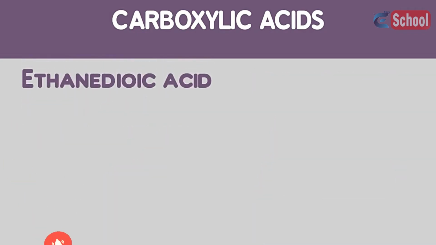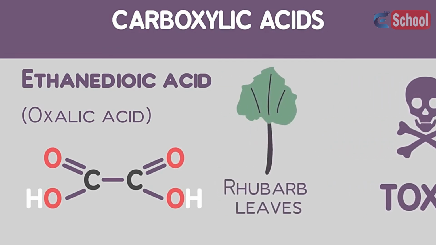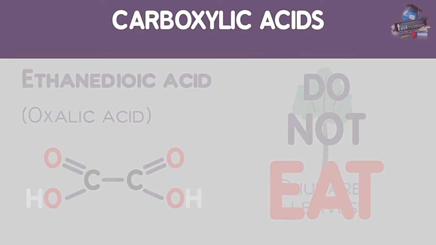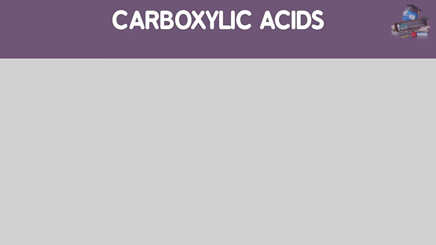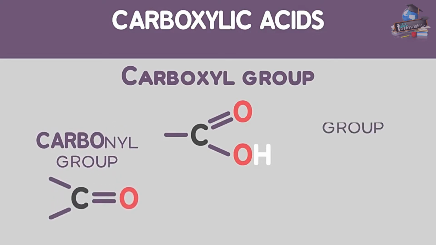Then, ethane dioic acid. Ethane dioic acid, commonly called oxalic acid, is toxic and is found in rhubarb leaves, and that is why we should never eat them. Carboxylic acids contain the carboxyl group, as shown in the video. This is made up of a carbonyl group and a hydroxyl group.